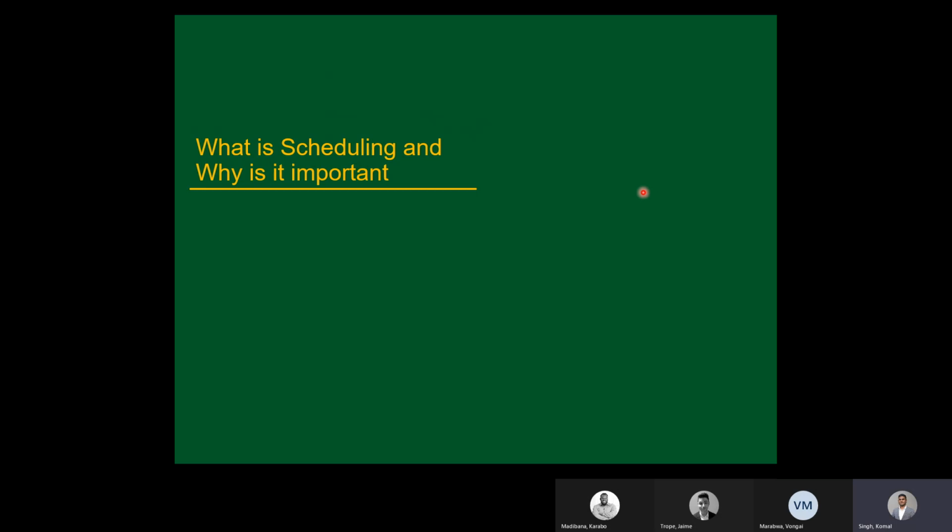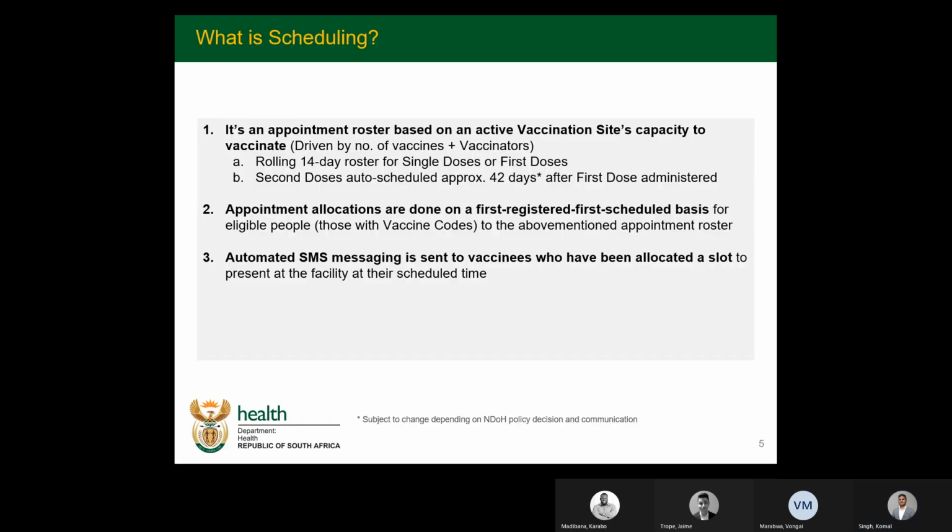So what is scheduling and why is it important? Scheduling is a key component of the system. There are 3 areas of the scheduling system. One of them is an appointment-based roster. This is based on the active vaccination site's capacity to vaccinate, and this is driven by the number of vaccines plus vaccinators on site. Please note this is based on a rolling 14-day roster for single doses or first doses, and second doses are auto-scheduled approximately 42 days after the first dose is administered.